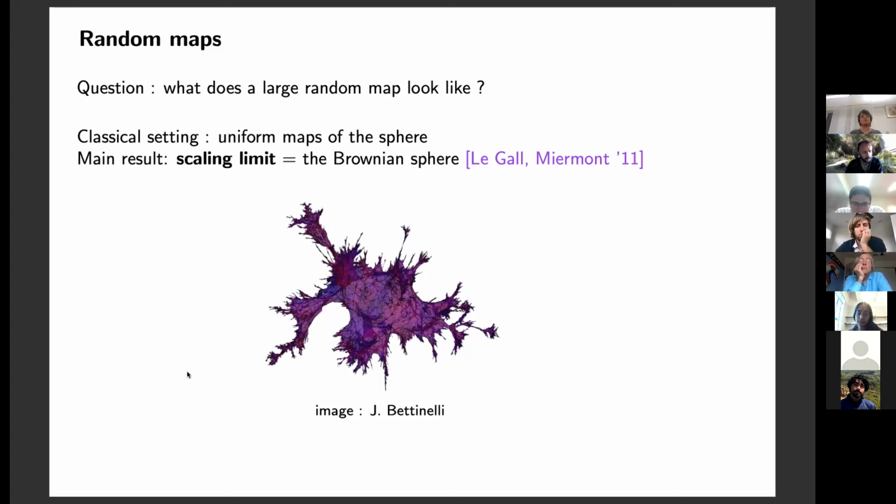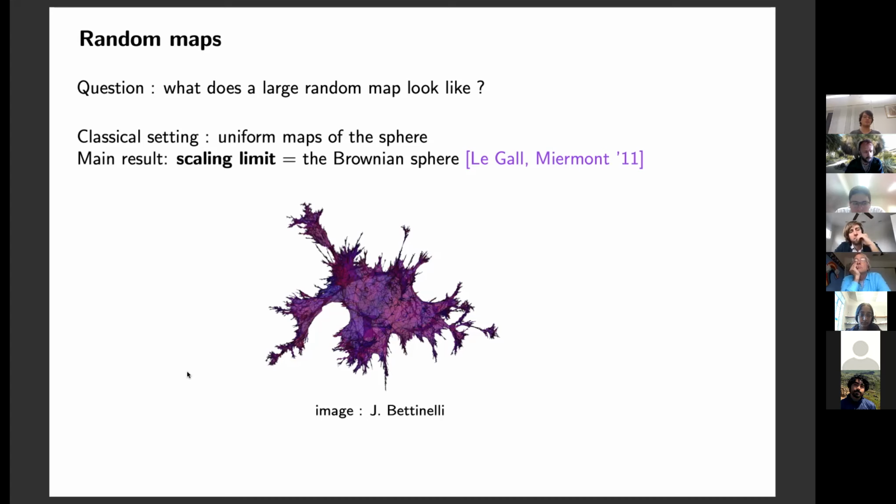So the main question is roughly, I'm taking a large random map and I want to say, what does it look like? What are its geometric properties? And in the study of random maps, most efforts have been directed towards studying uniform maps of the sphere. So I take a uniform sphere built out of a given number of polygons, and then I want to study its geometric properties.